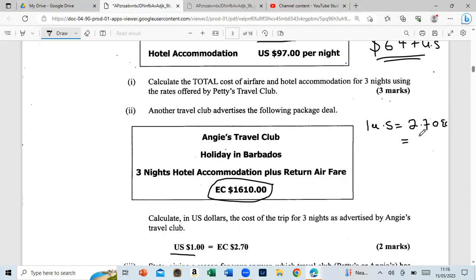So we have Eastern Caribbean of 1,610. We need to find out how much US that would give us. All we have to do is divide 1,610 by the rate, which is $2.70. So punch it in your calculator. Don't make an error and place a zero. Just punch it in your calculator. All right, so I'm gonna do that. 1,670. No, but this is a one. This should be one. Why not?